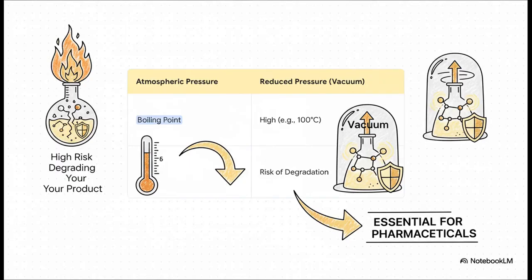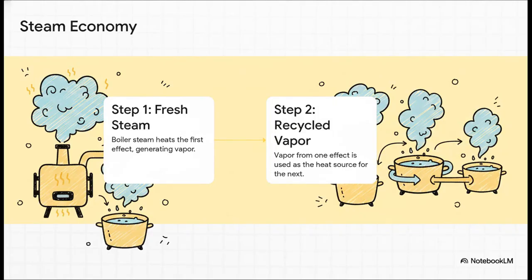And this slide, well, it lays it all out perfectly. Over on the left, you've got your normal conditions, high heat and a huge risk of ruining your precious product. But on the right, under a vacuum, that boiling point just plummets, and the drug stays perfectly intact. In the world of pharma, this isn't just a nice little trick. It's absolutely non-negotiable.